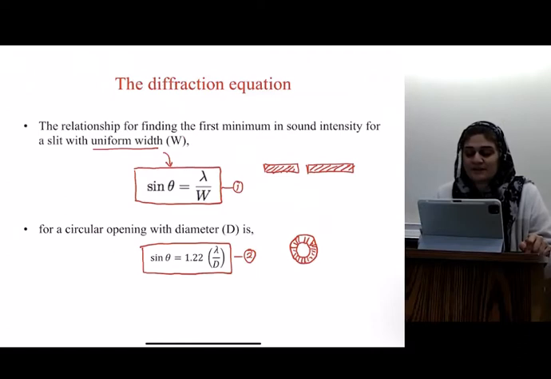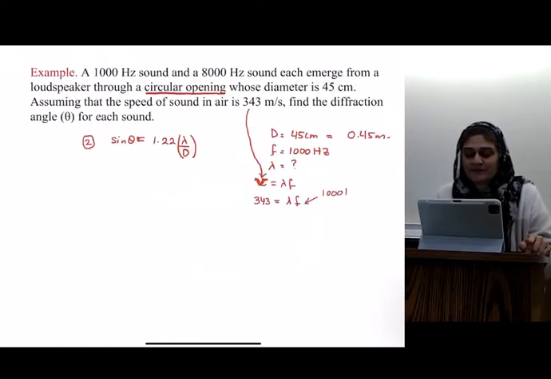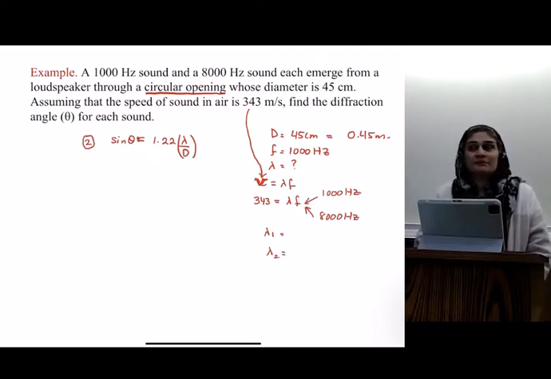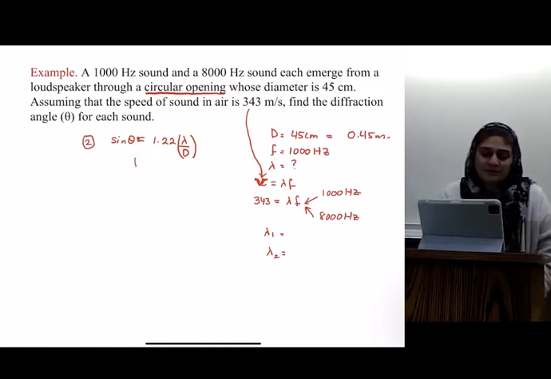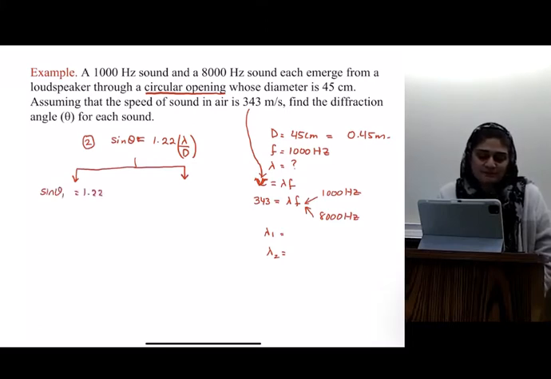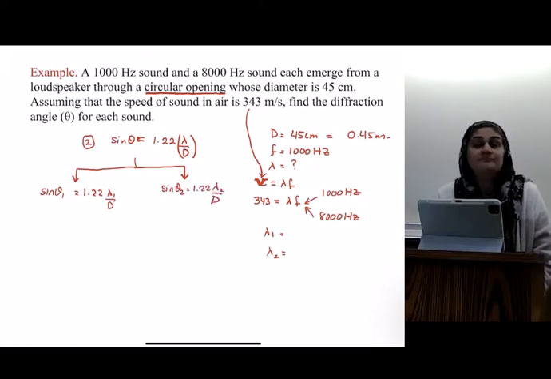So we're given 2 of these Fs. One time plug in 1,000 hertz, and the second time plug in 8,000 hertz. When you plug in 1,000 hertz, you'll get lambda 1. And when you plug in 8,000 hertz, you'll get lambda 2. Everybody with me so far? Just a matter of plugging those in. And then here also you will have 2 thetas. So it'll be sine theta 1 equals 1.22 lambda 1 over d, and sine of theta 2 equals 1.22 lambda 2 over d.